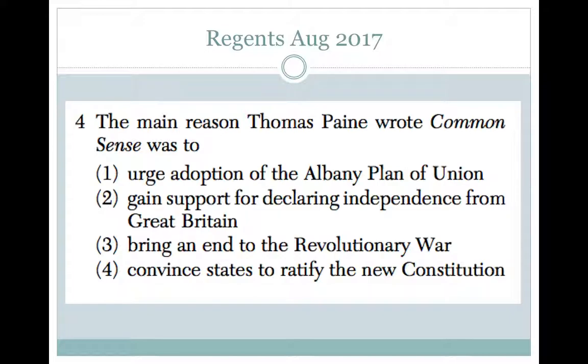Gain support for declaring independence from Britain. Maybe we see something with Britain. Bring an end to the Revolutionary War. Well, the Revolutionary War was with Britain, so maybe. Convince states to ratify the new Constitution. Now that comes later, so we can take off 4. We're going to take out 1. We're down to 2 and 3, and the independence is going to kind of kickstart in the beginning stages of this Revolutionary War. So we are going to go with number 2. So 2 is the best answer for this question on the Regents.